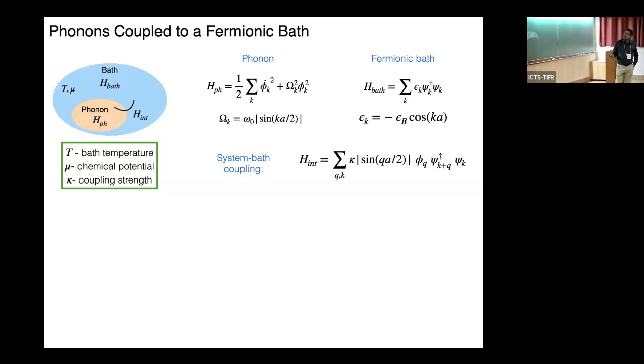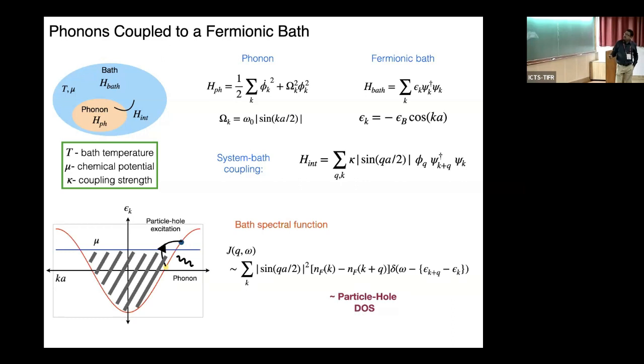Now, what do we do with this? The fermion is then put in a bath, which has a temperature T and a chemical potential mu. Now, you will immediately see that the phonons couple to chi dagger K plus Q chi K, which is like coupling it to the particle hole density of states. And you can define the bath spectral function, which basically gives you how the bath talks to the phonons. And this is essentially related to the particle hole density of states.